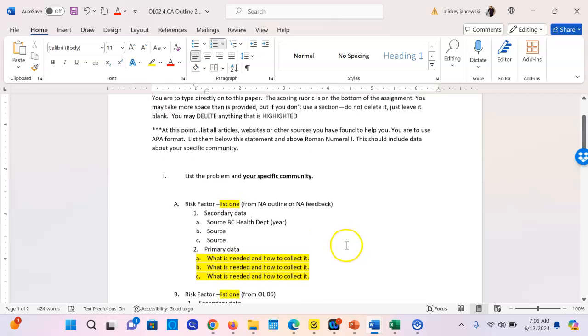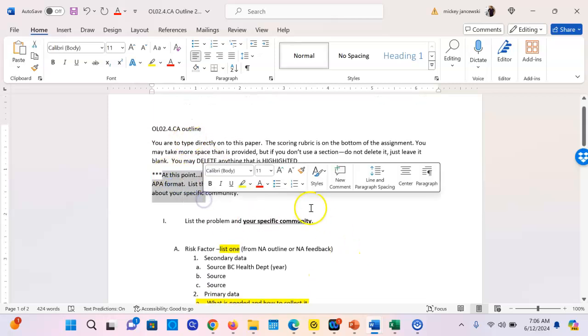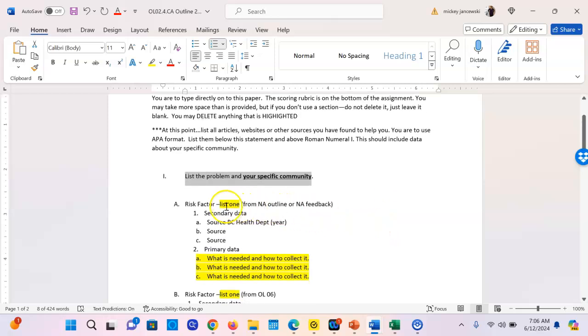So again, that is the community analysis outline. First, your reference list goes at the top, the specific problem and your community, and then for each risk factor you're using, secondary data, the source and the year and what it states, and then what primary data you would need to collect. If you have any questions, please make sure you reach out.